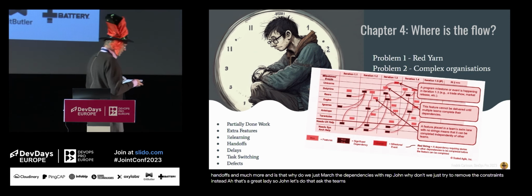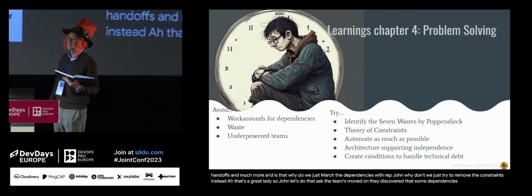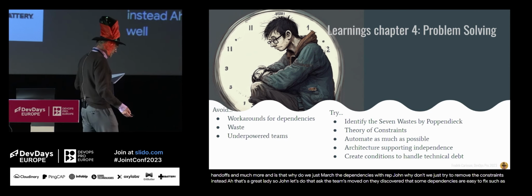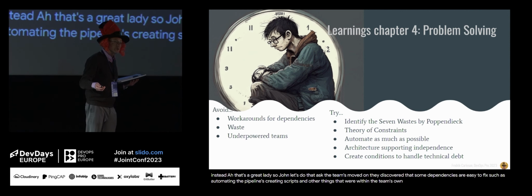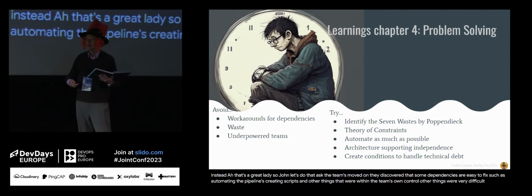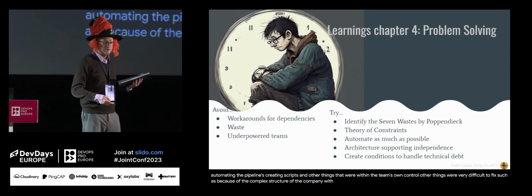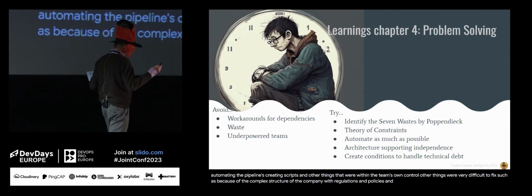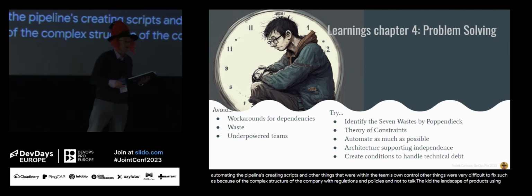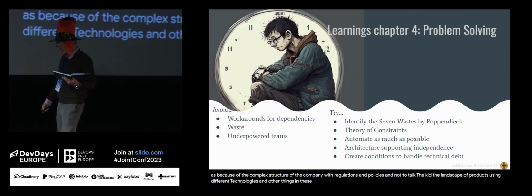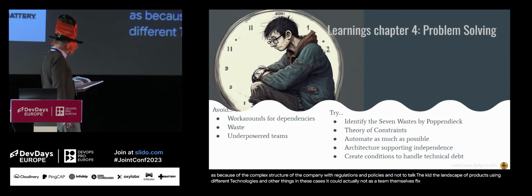As the teams moved on, they discovered that some dependencies are easy to fix, such as automating the pipelines, creating scripts, and other things that were within the team's own control. Other things were very difficult to fix, because of the complex structure of the company with regulations and policies, not to talk about the extremely complicated landscape of products using different technologies and other things. In these cases, they could actually not, as a team themselves, fix these dependencies.